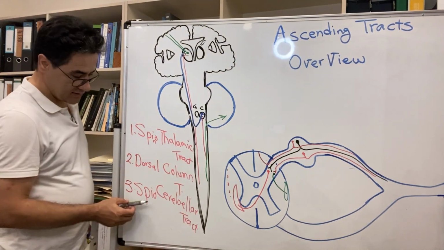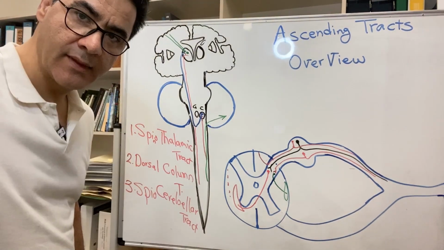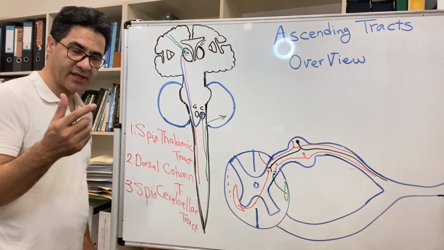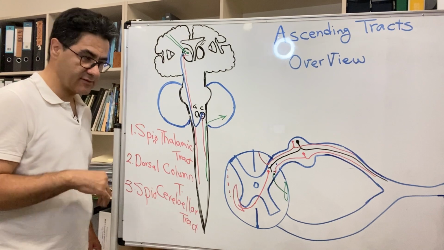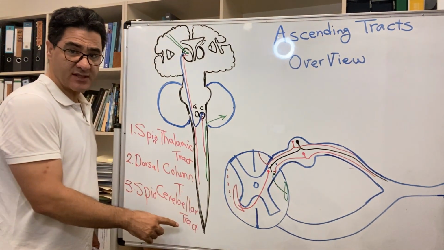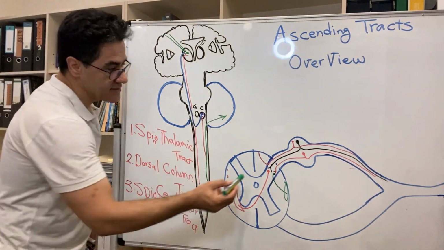So that's why it's called spinocerebellar. Just keep in mind, there is no decussation for the dorsal spinocerebellar. We have two spinocerebellar tracts. One of them is dorsal, the other one is ventral. The one that I showed you is the dorsal spinocerebellar tract. But for the ventral spinocerebellar tract, the cell body is here.